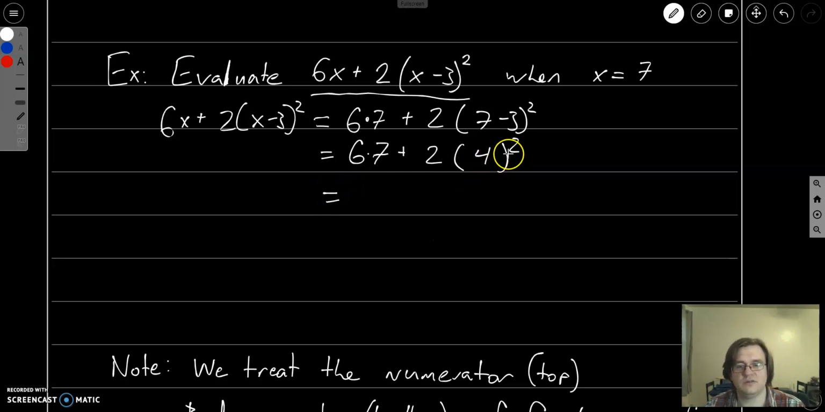Next, we resolve any exponents. So 4 squared is just going to be 4 times 4, which is 16. We can write this down. So this is 6 times 7 plus 2 times 16.